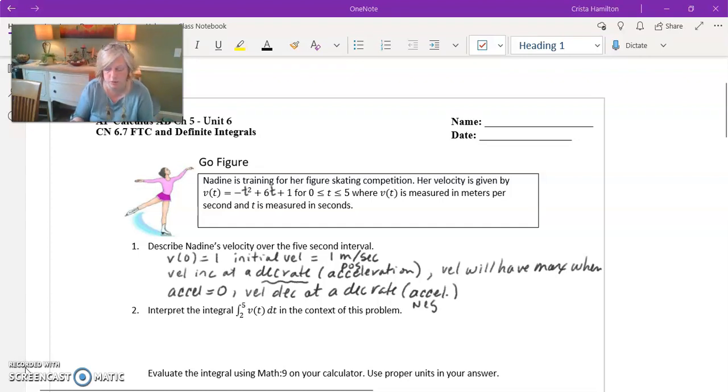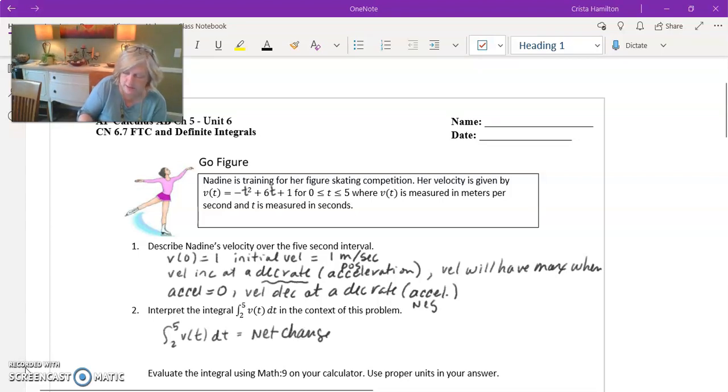Now, the next thing we're going to do is talk about this integral from 2 to 5 of v of t dt. Excuse me. And so taking a look at this initially, go back to our idea of accumulation, that this is going to be the net change, also known as the quote unquote net accumulation of net change of the position function.